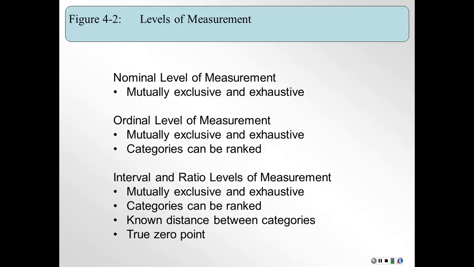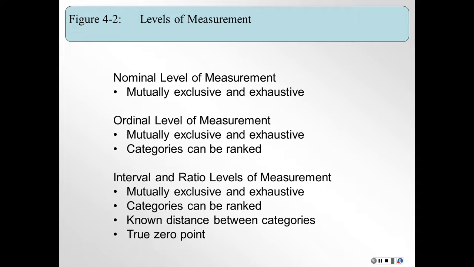So interval and ratio level measures have the same properties as the two lower levels. So again, all of the categories are mutually exclusive and exhaustive. The categories can be ranked. But now we have, first off, a known distance between the categories, a known interval. The best example, the most familiar example of an interval level variable that everyone knows about is temperature. Whether you're measuring it as Fahrenheit or Celsius or centigrade, temperature is an interval level measure. The distance between 50 degrees and 60 degrees is the same as the distance between 60 degrees and 70 degrees.